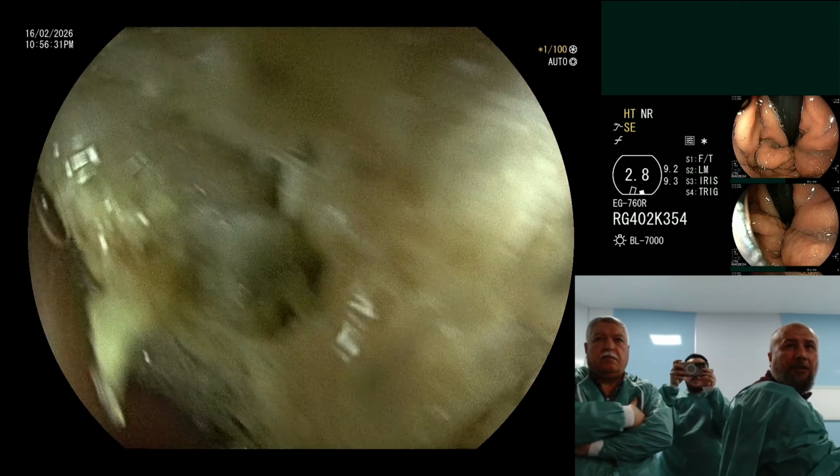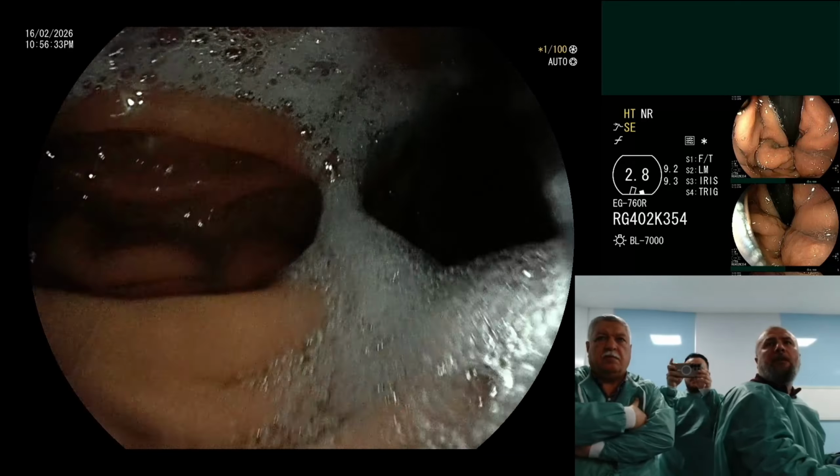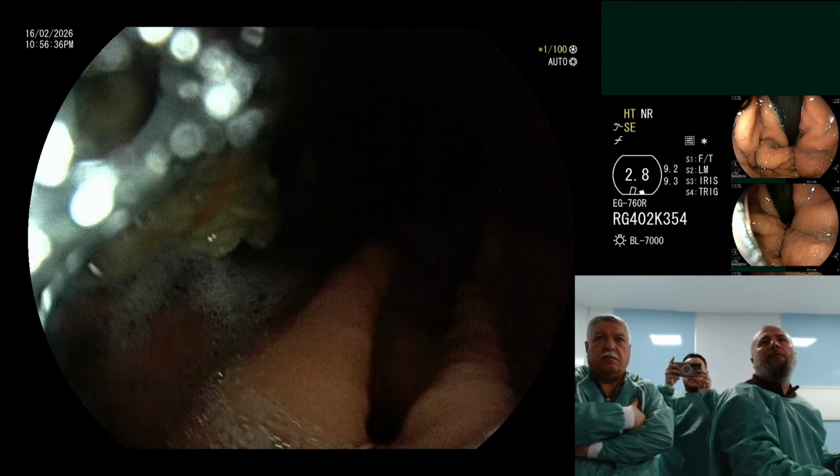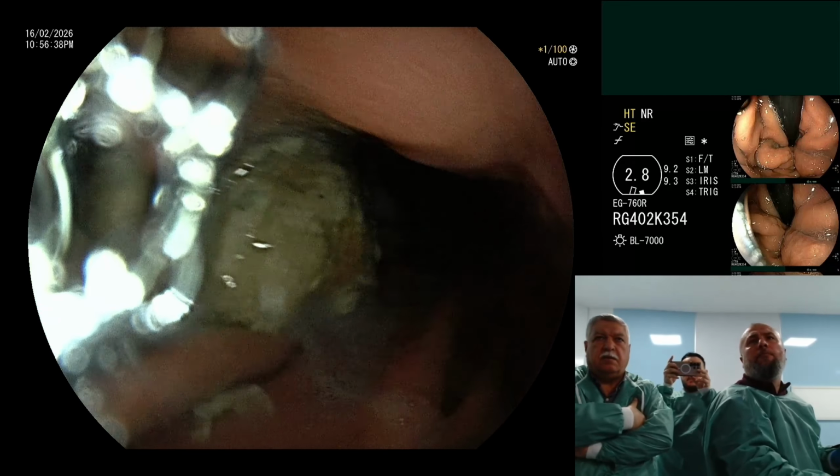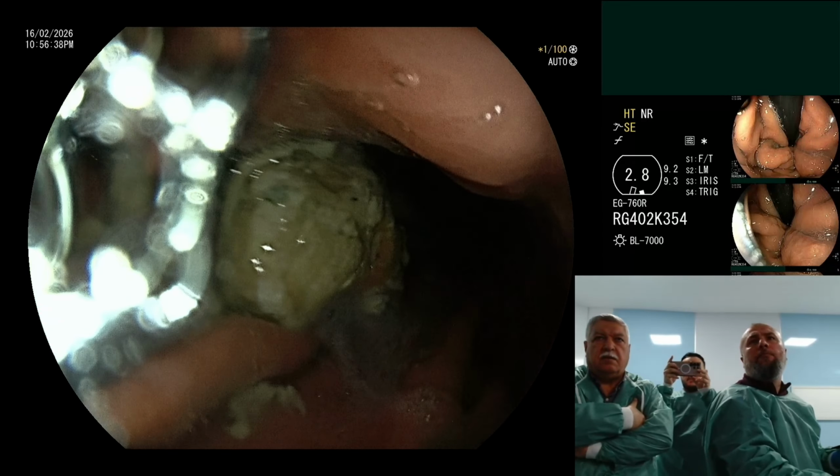We cut that. Then this is the meat portion present in the stomach, and this is the end of the procedure.